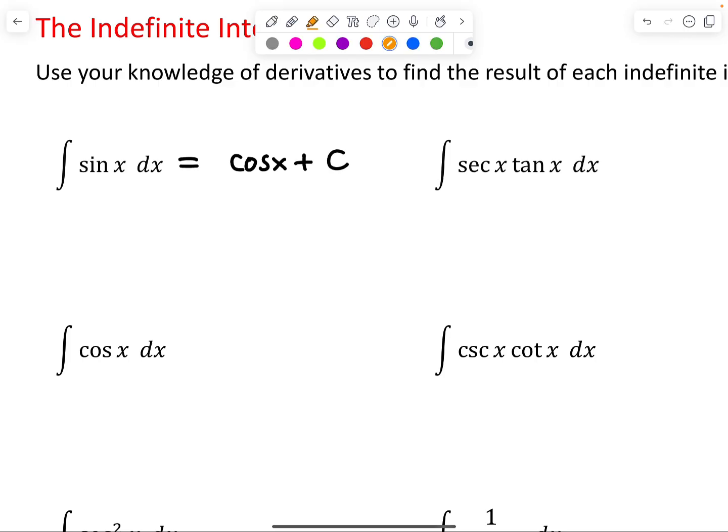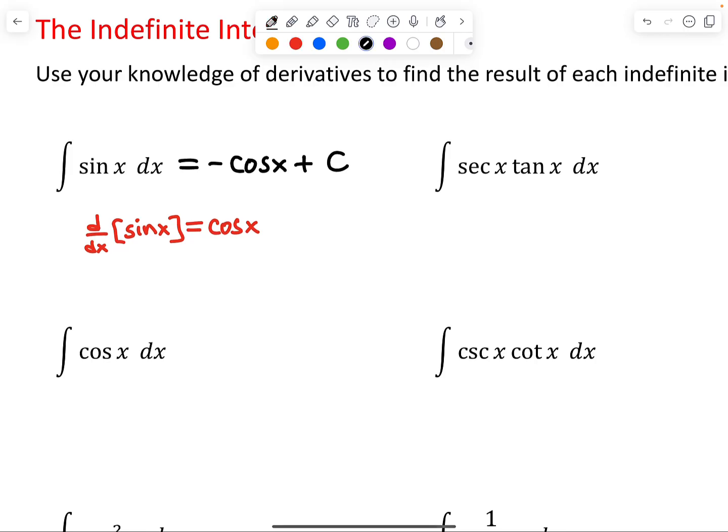But let's test it. The derivative of cosine of x is negative sine of x, and there's no negative on this sine of x. So we can adapt and put a negative here, so that when I differentiate negative cosine of x, I now get just positive sine of x. Obviously, this opens the door for potential confusion because the derivative of sine of x is positive cosine of x. And now we need to remember that when I anti-differentiate sine of x, I get negative cosine of x.